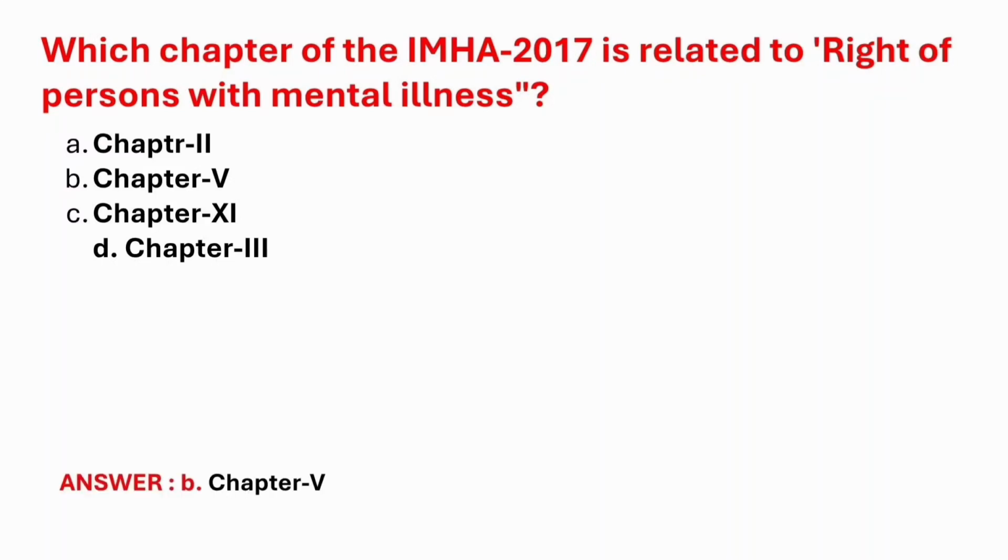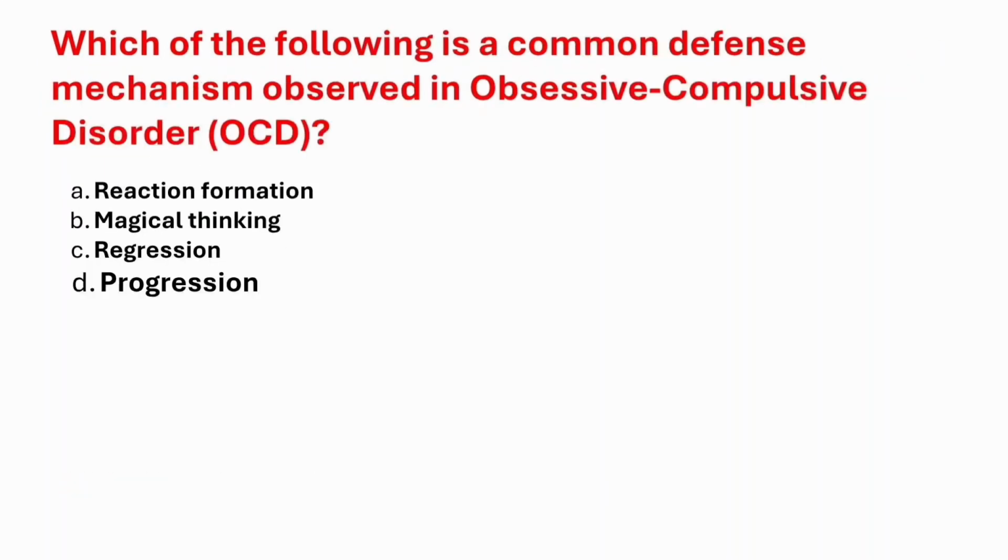Chapter 5. Which of the following is a common defense mechanism observed in obsessive compulsive disorder? A. Reaction formation, B. Magical thinking, C. Regression, D. Progression. The correct answer is A. Reaction formation.